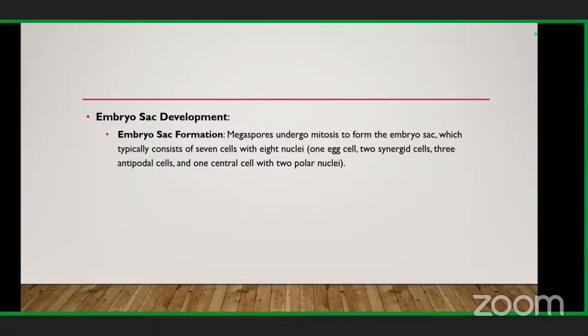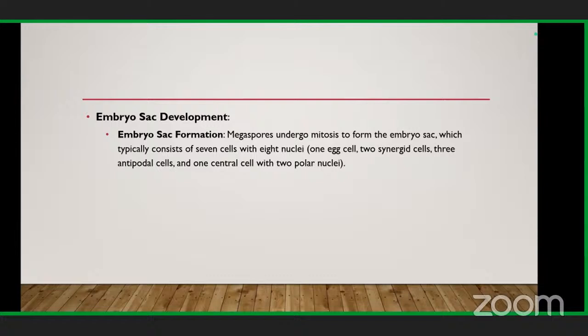So 1 egg cell is there, 2 synergid cells are there, 3 antipodal cells are there, and 1 central cell with 2 polar nuclei are there. So what does the embryo sac contain? 1 egg cell, 2 synergids, 3 antipodals, and 1 central cell with 2 polar nuclei. That is, it is called 7 cells with 8 nuclei.